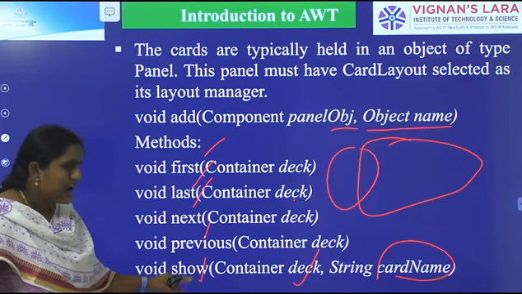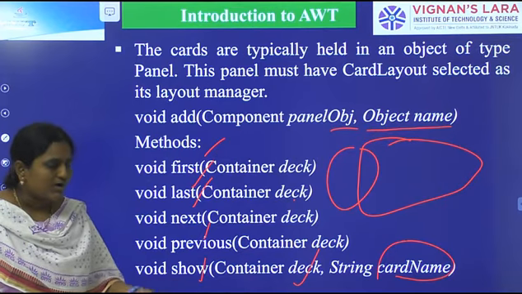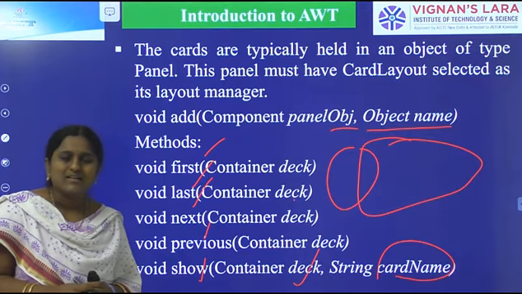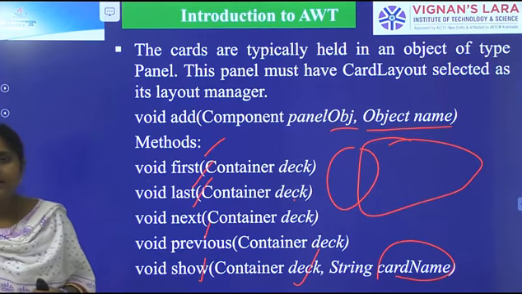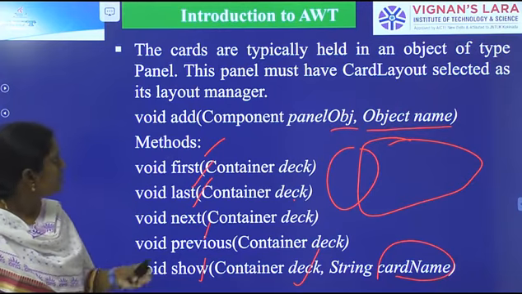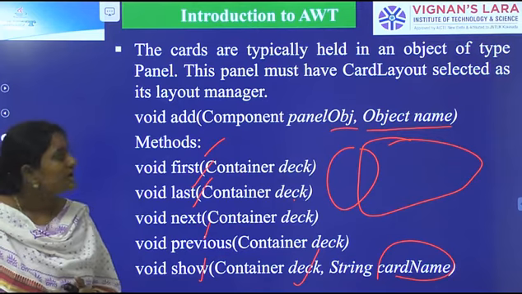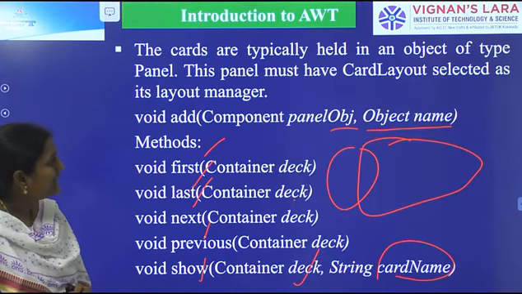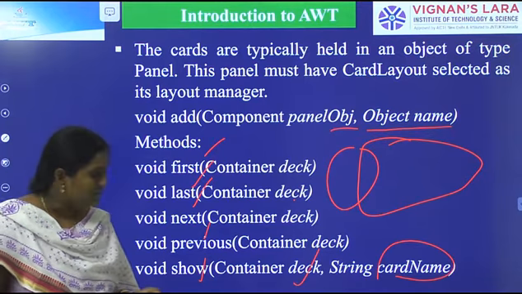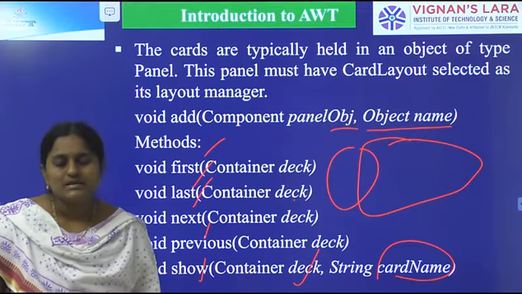Show takes the deck of cards and the card name. What is the card name? And the container is where you add the components. Each and every component we have to put inside the container. Here our container is a panel, so the cards are typically held in an object of type Panel. This is nothing but the layout managers concept.